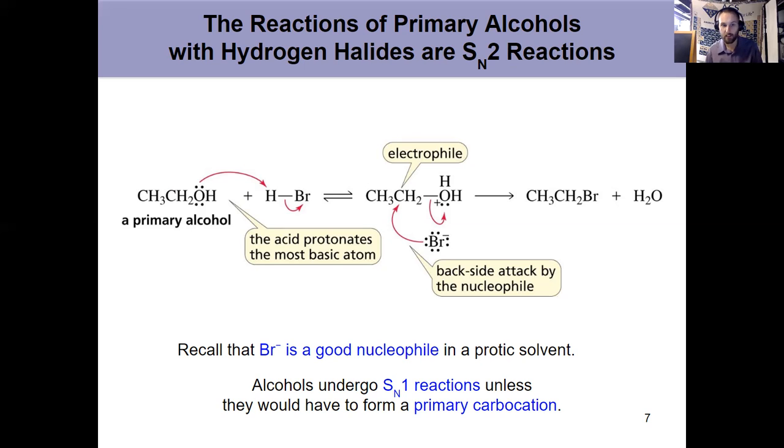So if it's primary, it's SN2, requires heat. If it's secondary, it's SN1, requires heat. If it's tertiary, it's SN1, does not require heat. That's what's going on with my alcohols. That's for HBr or HI.